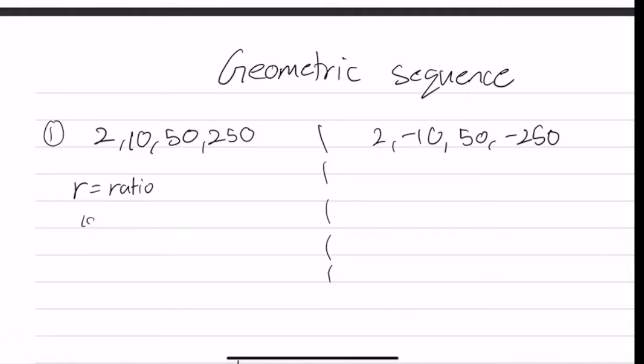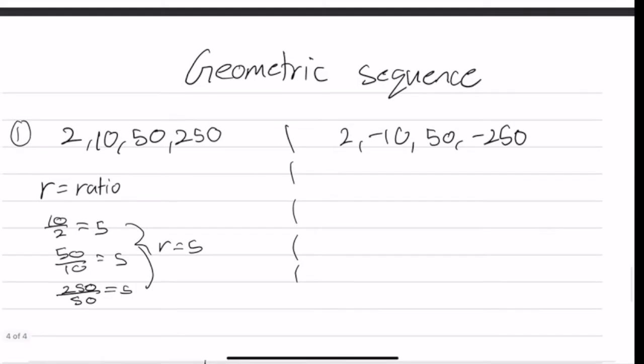So 10 over 2 equals 5. 50 over 10 also equals 5. And you can keep going: take the last term and divide it by the term before that. So 250 divided by 50 also equals 5. So therefore, it's a geometric sequence because the common ratio is equal to 5 for all of them.